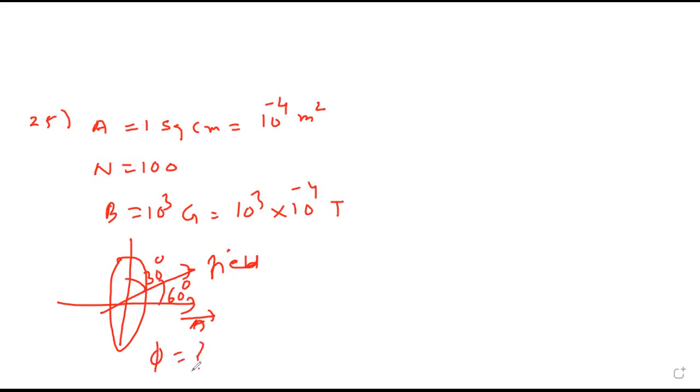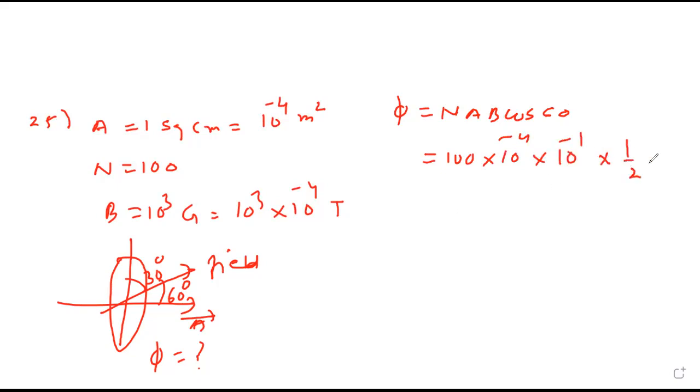Find what is flux. Always angle is between area vector and the field, not the plane and the field. So find the flux. Flux will be NAB cos of 60. 100 into 10 raised to minus 4, 10 raised to minus 1, cos 60 is half, 2 into 50. So 50 into 10 raised to minus 5 or 5 into 10 raised to minus 4 Weber, option D.